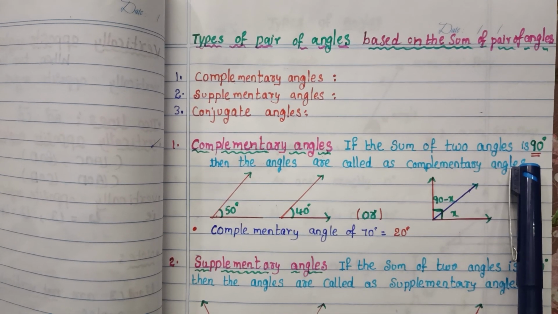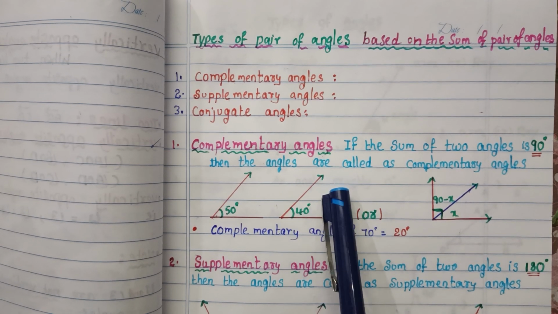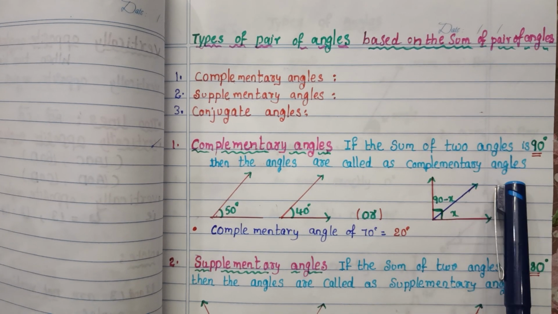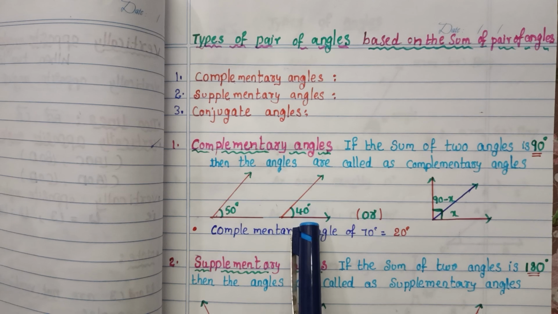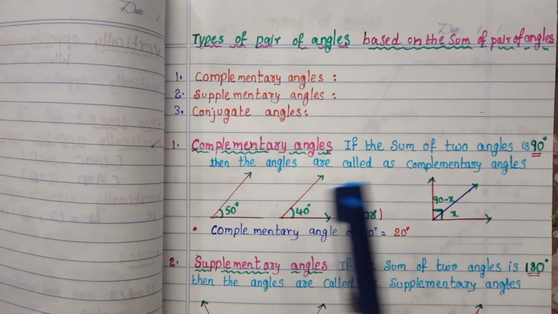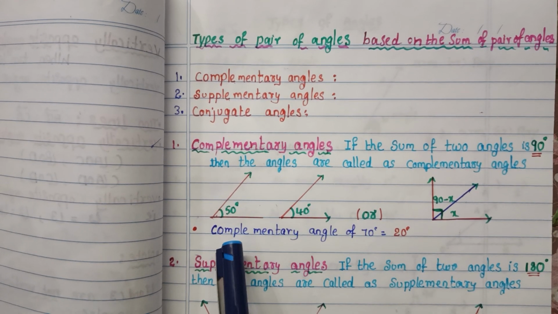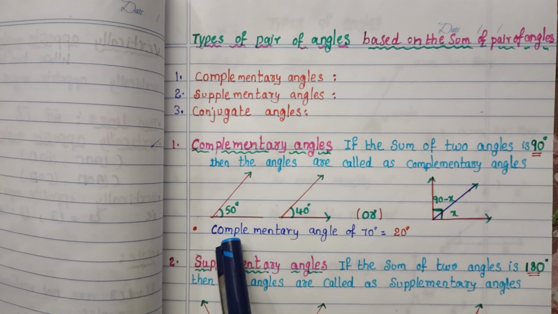The sum of the two angles is 90 degrees. Then the angles are called complementary angles. When you add two angles, you get the sum 90 degrees, then the two angles are called complementary angles. Here 50 and 40 are complementary angles.